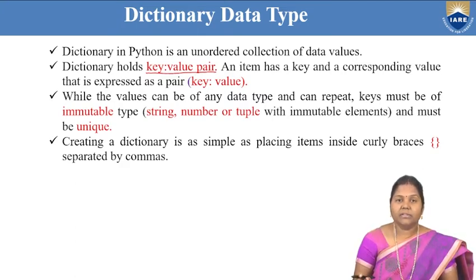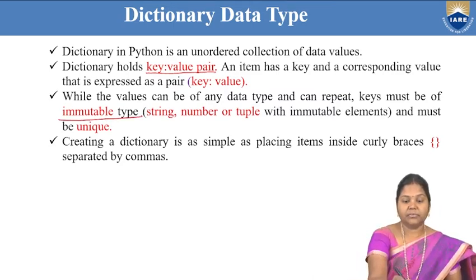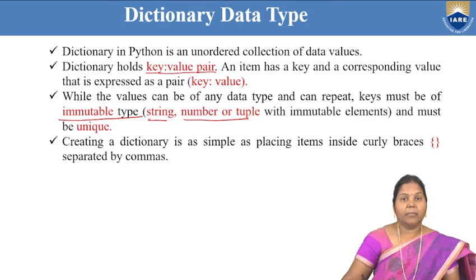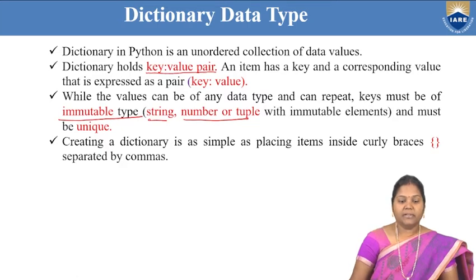Now, the values that we write or a set of values that we write for a particular key can be of any data type, and the values may repeat also. But the keys are always unique values and keys should be from immutable type. So this is very important. Keys should be from immutable type. That means you can either take a string or a number or a tuple which is immutable type, but the values may be of any type, and repetition of values is allowed but not of the keys. Every key must be a unique key.